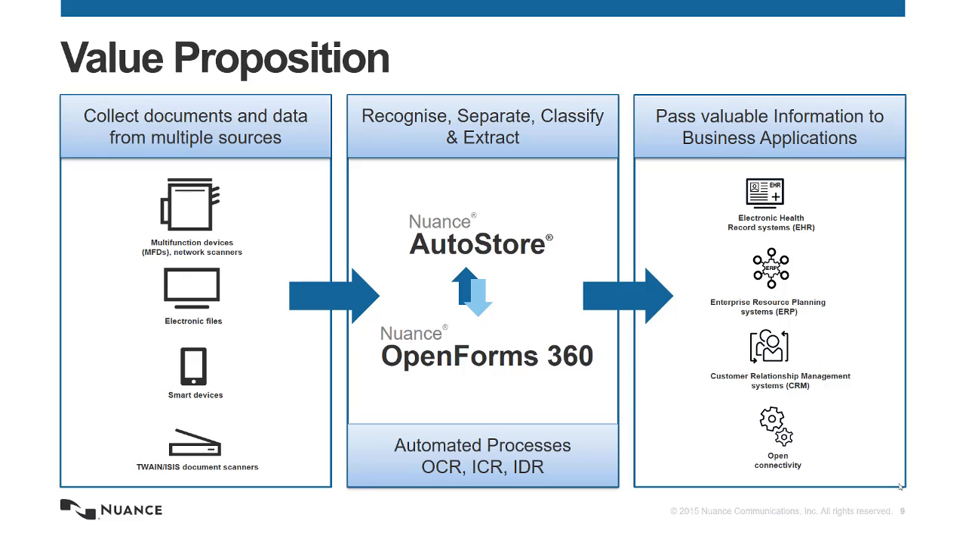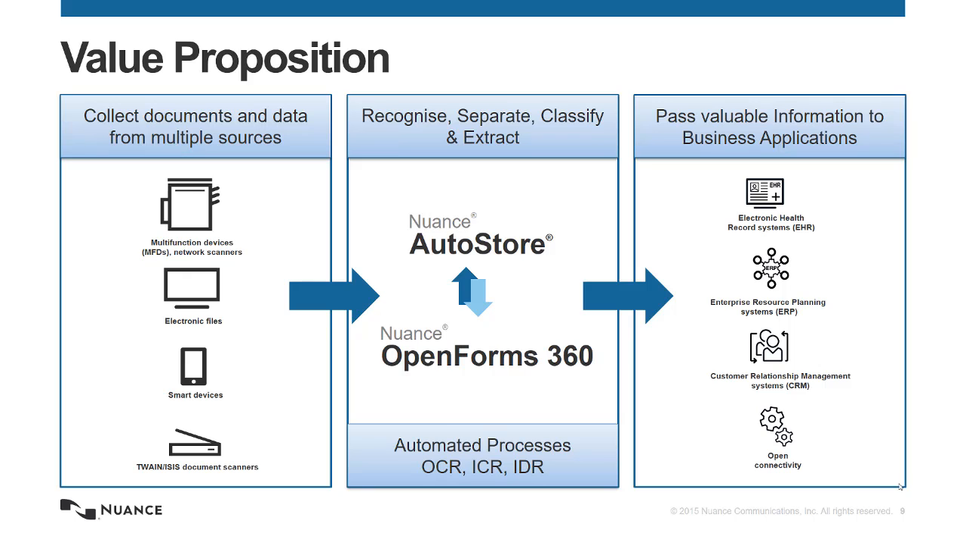The value proposition that is actually presented for intelligent capture with AutoStore and OpenForms 360 is a vast one. The ability of AutoStore to collect documents and data and business information from multiple sources such as multifunction devices, network scanners, electronic files via the desktop clients of AutoCapture, Web Capture and the imports, and the smart devices using Nuance Business Connect and high-speed scanners with Quick Capture Pro allow data and documentation to be captured quickly, efficiently and securely into AutoStore.